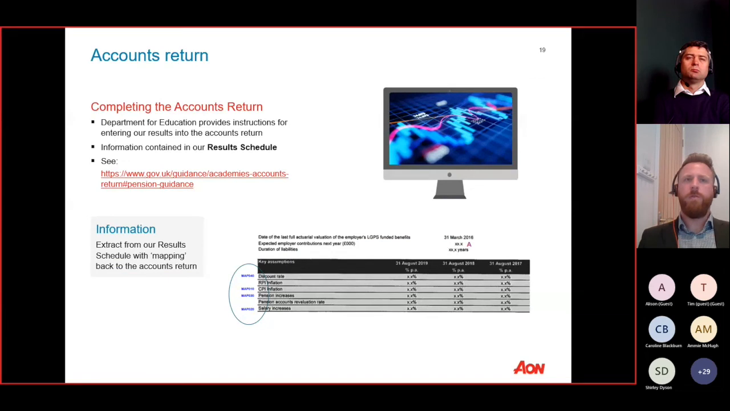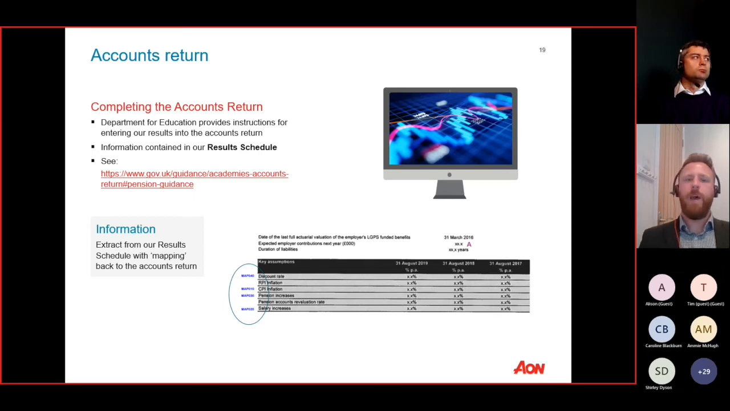So final bit on this small section then, as I'm sure you're all aware, you need to enter your pensions accounting information into the Academy's accounts return for the year. To help you do this, there is guidance provided by the Department for Education. And that guidance includes a scan of one of our results schedules, which is shown in the bottom right. Although just note that the colour scheme is changed since the version that they used. It still looks the same. The report is just different colours.